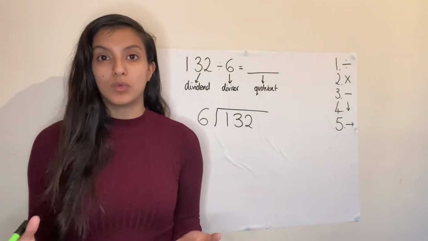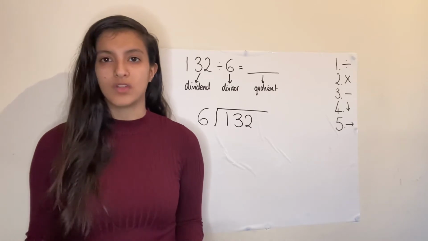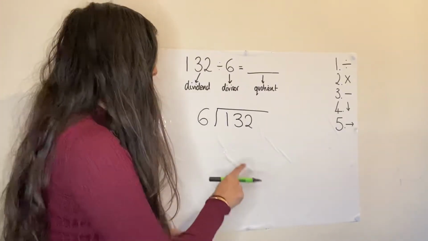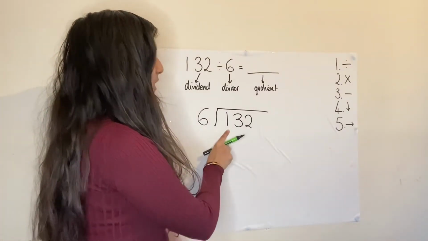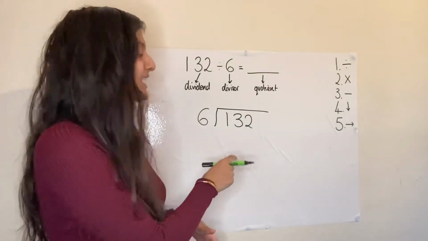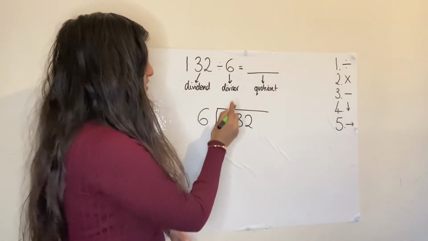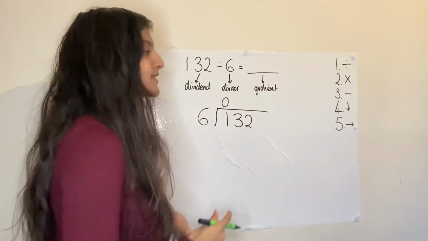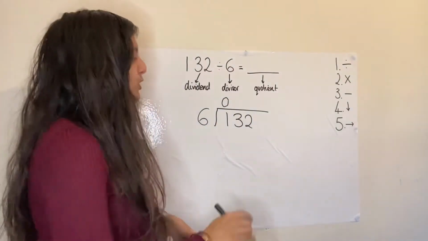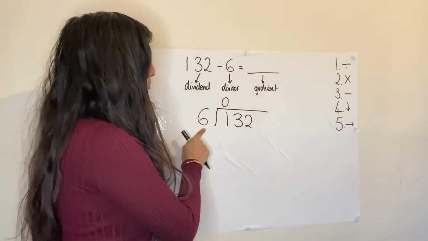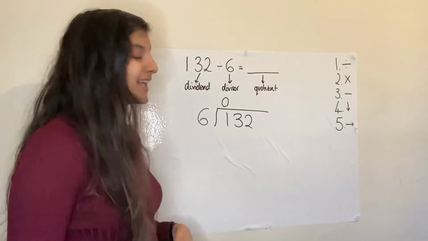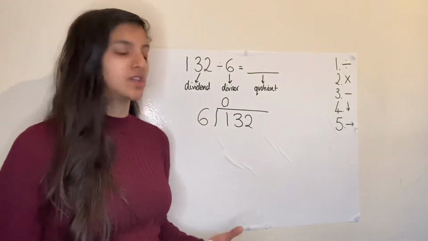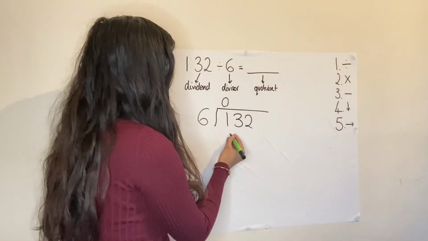Now, step number 1 says to divide. So we're going to see how many times does 6 go into our first number, which is 1. Now, 6 doesn't go into 1, so we're just going to write down 0. Step number 2 is to multiply. So we're going to multiply our top number by the number on the side. So 0 times 6. Anything times 0 is always going to be 0. So we're just going to write down a 0 over here.